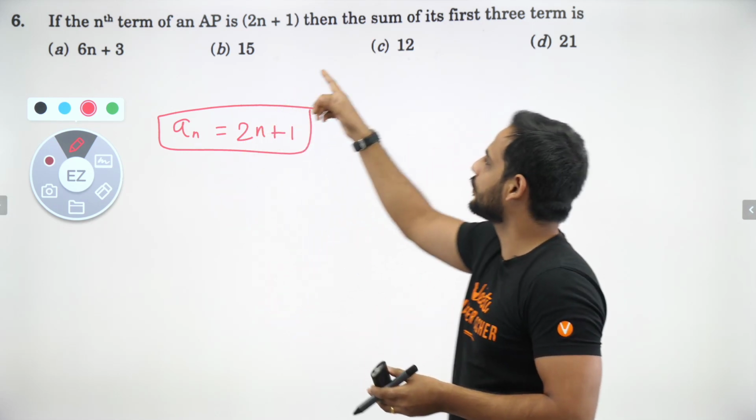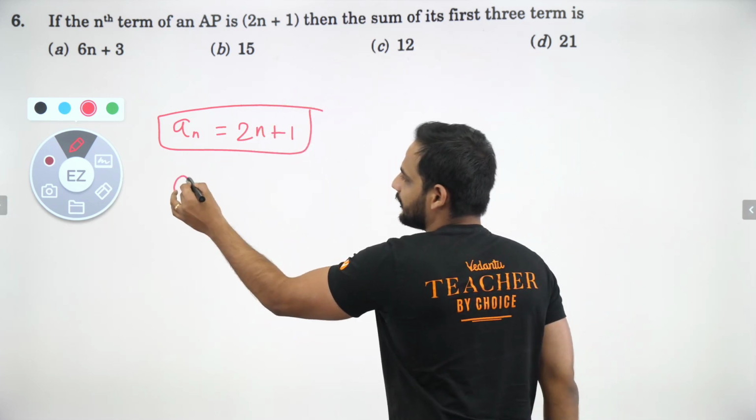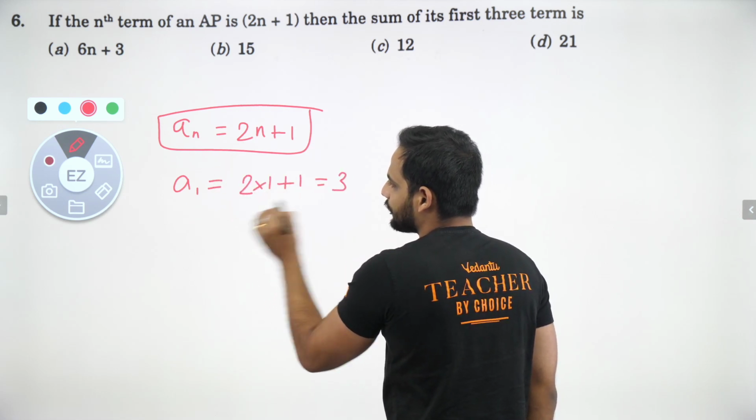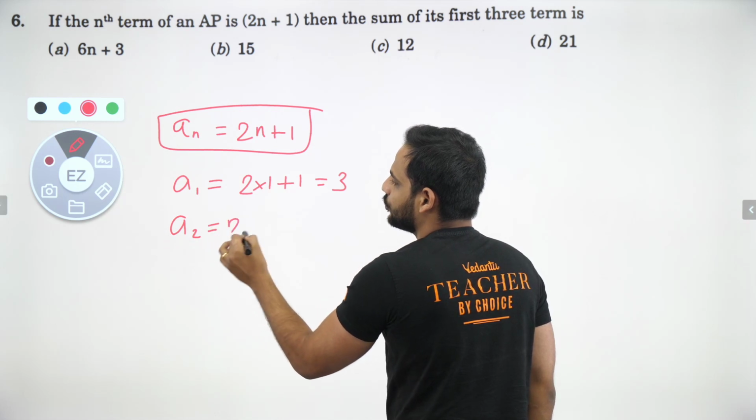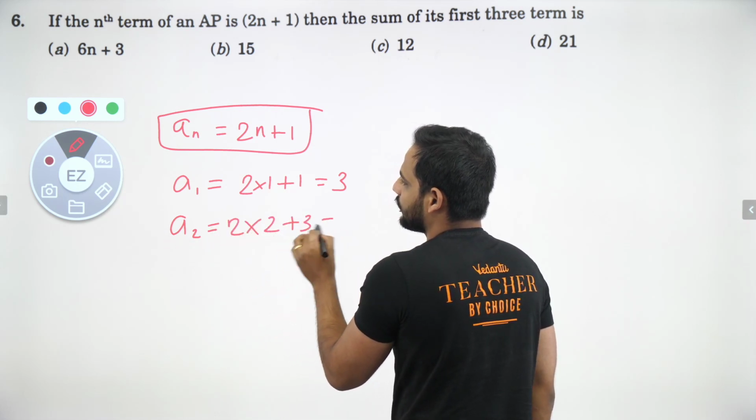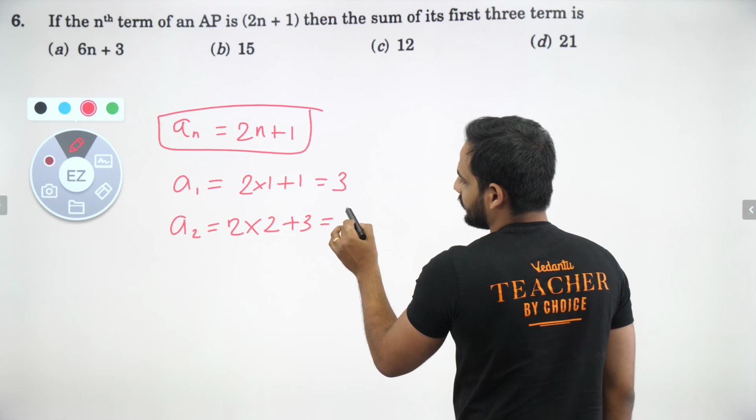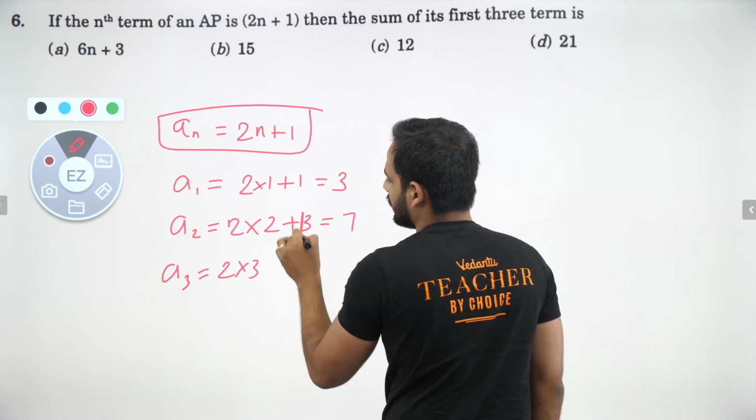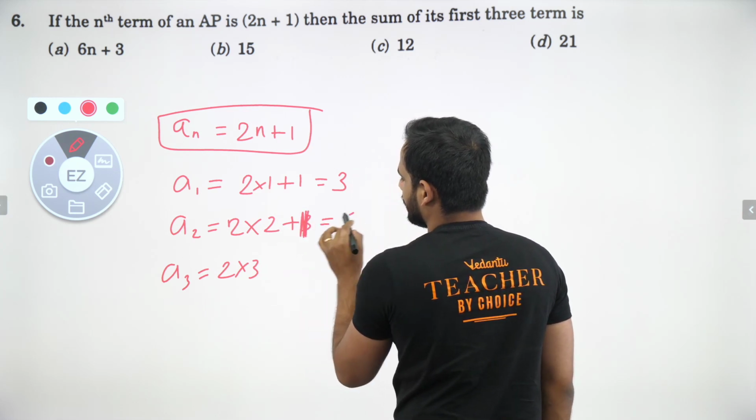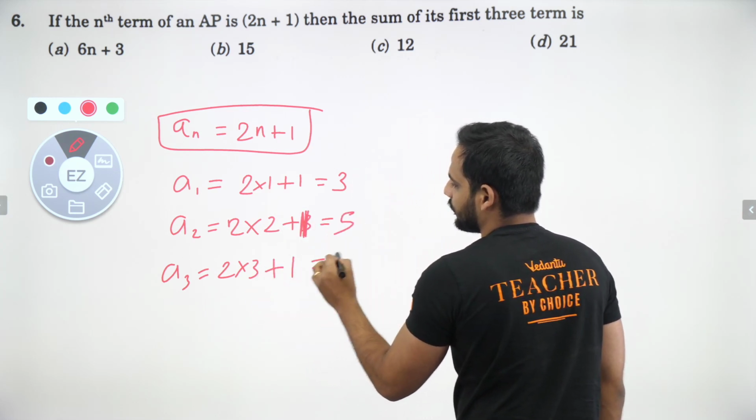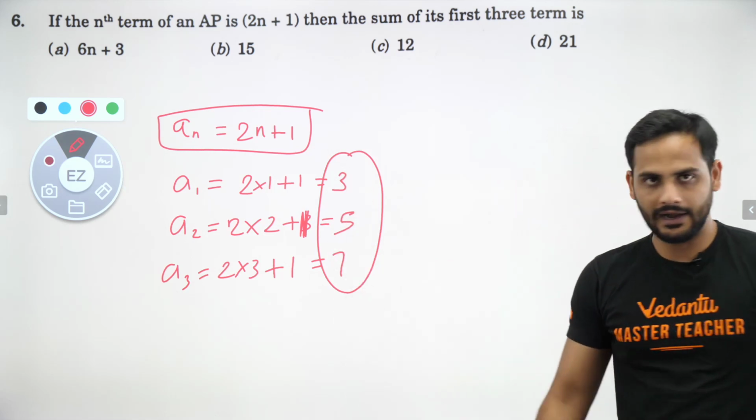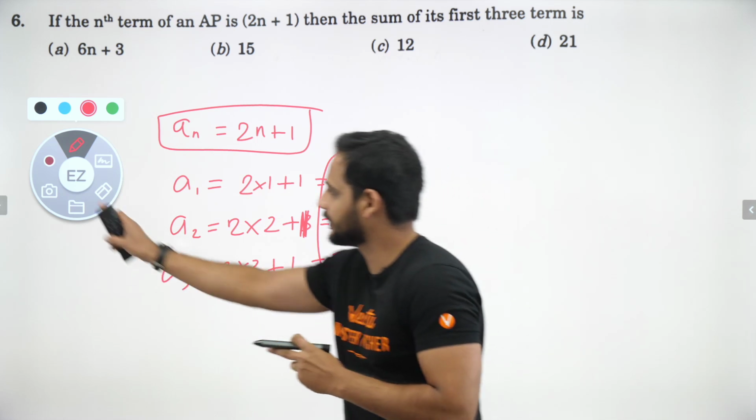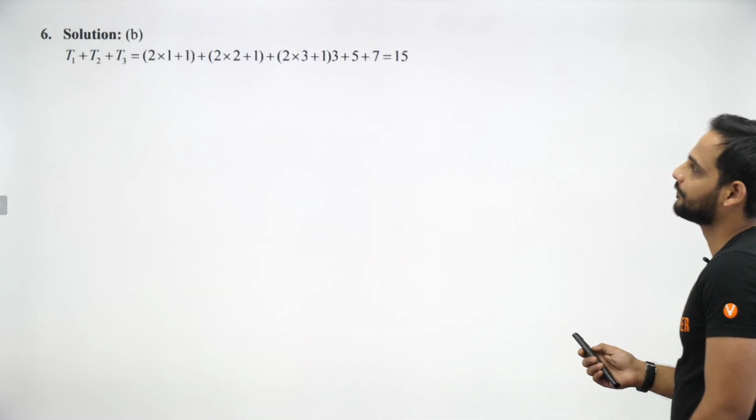Similarly, you want the sum of first three terms. So a1, put n is equal to 1: 2 into 1 plus 1, which is equal to 3. a2, put n is equal to 2: 2 into 2, which is 4, plus 1, 5. And a3 is 2 into 3 plus 1, which is equal to 7. So these are your 3 terms. Add them, you will get the sum as 15. Okay, these are all very easy questions. Let's move to the next question.